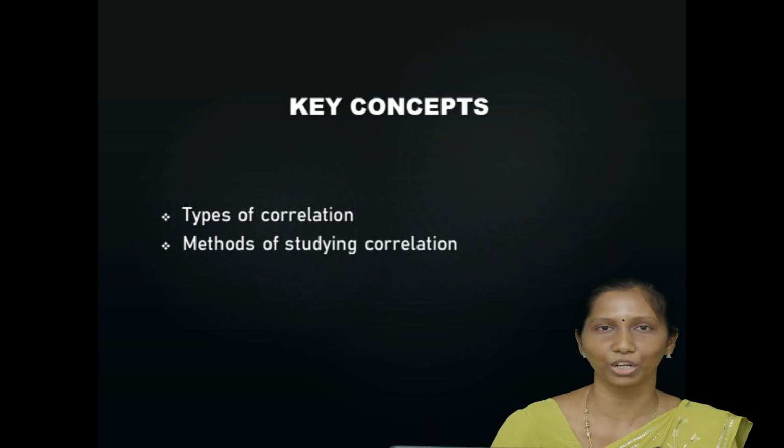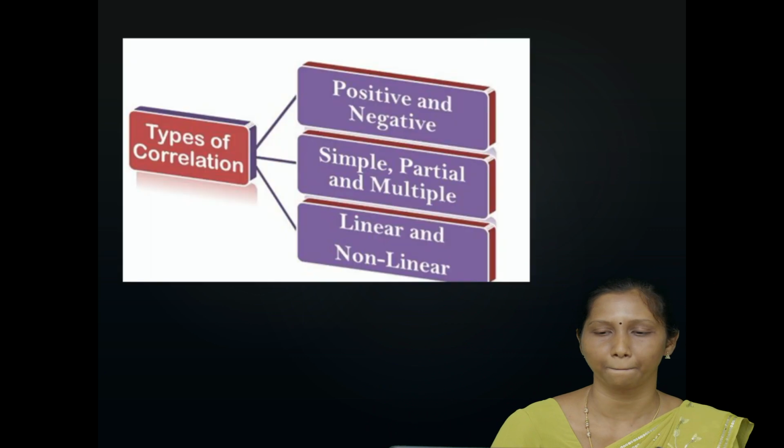In this video we are going to see the different types of correlation. The first category is positive and negative correlation. The second category is simple, partial and multiple correlation. The third category is linear and non-linear correlation. So these are the three categorizations of correlation.